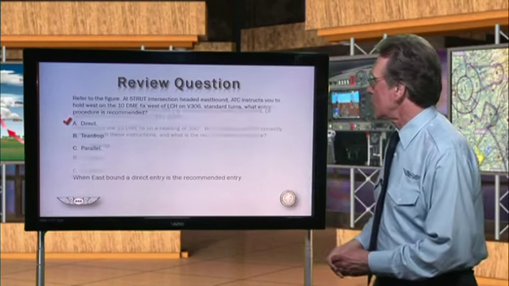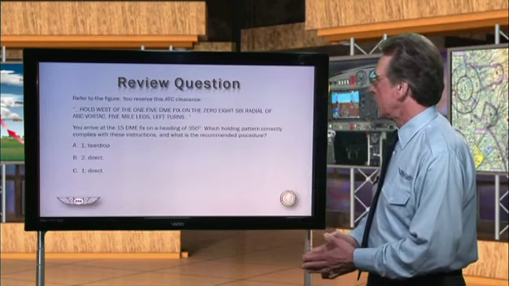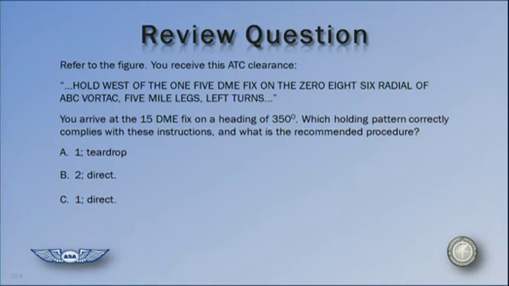Okay, our second question, again referring to some figures here. You received this ATC clearance. Hold west of the 15 DME fix on the 086 radial of ABC VORTAC, 5-mile legs, left turns. You arrive at the 15 DME fix on a heading of 350 degrees. Which holding pattern correctly complies with these instructions, and what is the recommended procedure?